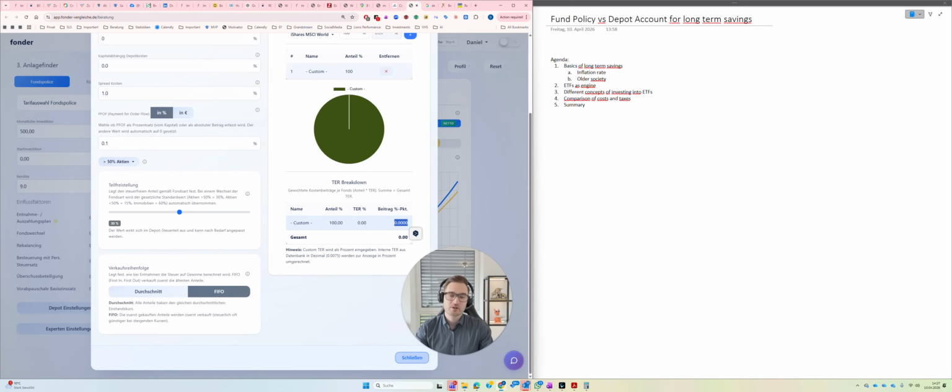The TER, so the total expense ratio of the funds itself, we took completely out of the picture because in the comparison, we have also left it out in the Continentale. So we are here after the expense ratios of the funds. So we're really comparing the product type itself, depending on spread costs and payment for order flow. Of course, that is also something in the discussion right now. So payment for order flow is now prohibited by the European Union.